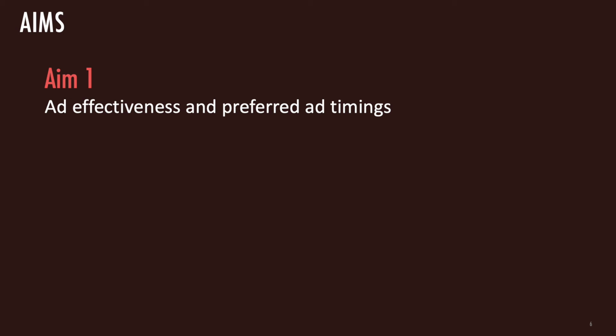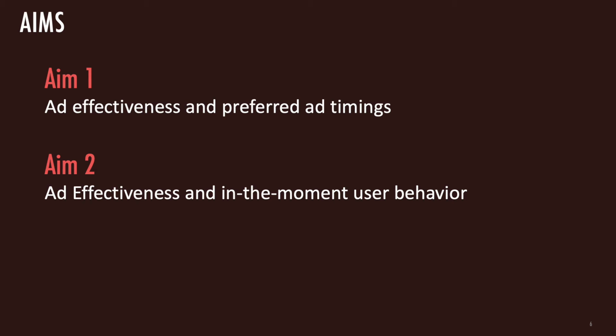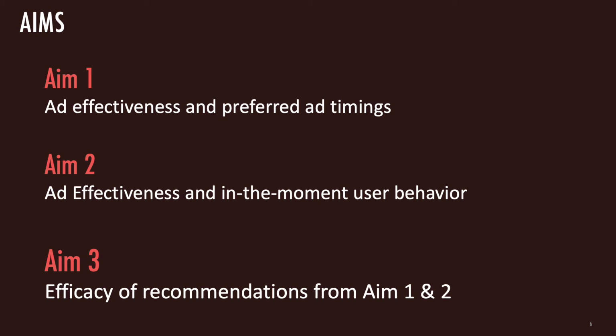So, having found preliminary evidence of person-centric varying ad reception on the platform, we have three aims. First, we study what is the effect of timing ads with respect to users' preferred times. Second, we examine how in-the-moment user behaviors relate with ad effectiveness. And third, we estimate the effect of ad allocations based on insights drawn from the above two aims.